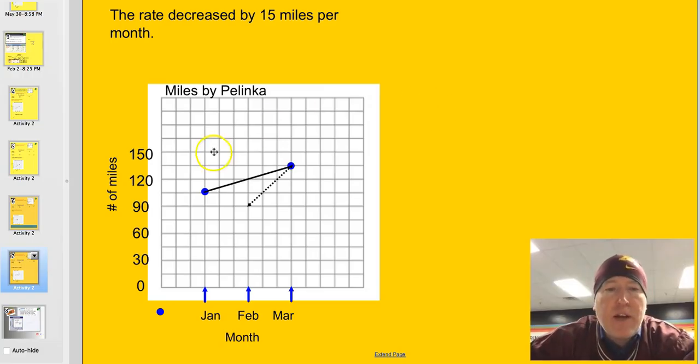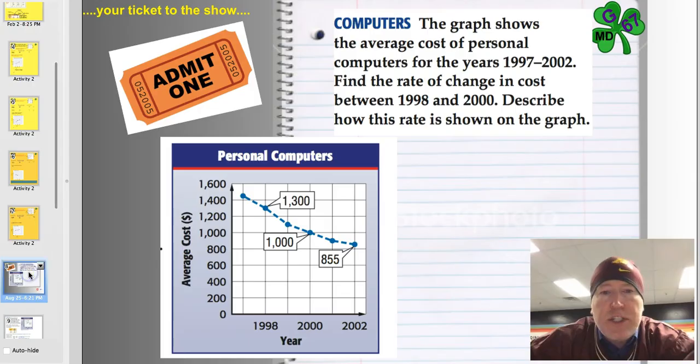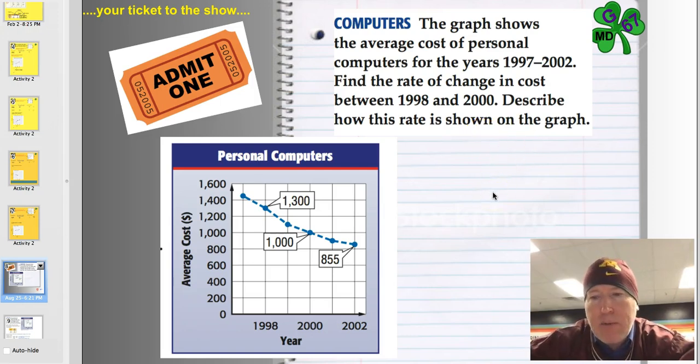All right, I think you've had enough there. It's time to take a look at our ticket to the show. This time, instead of a table, you're going to be reading information right off the graph here. So, computers: the graph shows the average cost of personal computers for the year 1997 through 2002. Find the rate of change in cost between 1998 and 2000 and describe how this rate is shown on the graph. You're doing exactly what we've been talking about here for the last 11 minutes. All right, go ahead and copy that down. I'll give you a second before I move on.